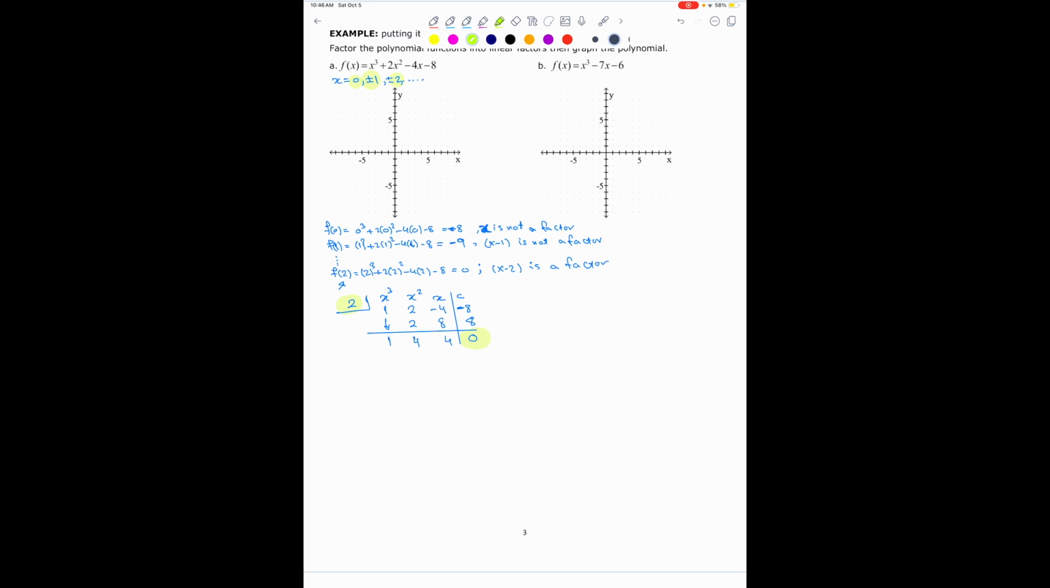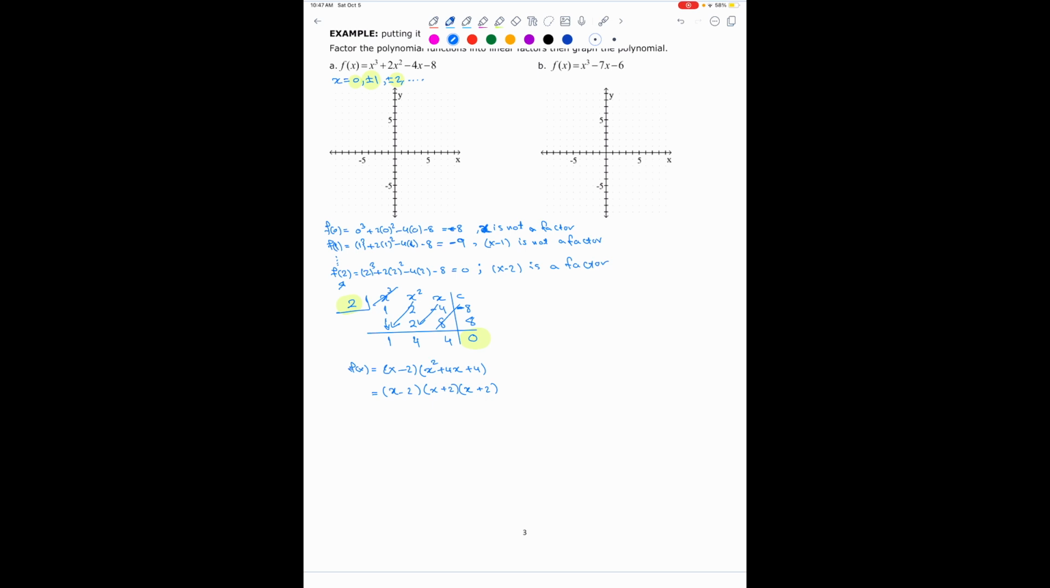Now we're going to go to the next step, which is rewriting the polynomial. So f of x equals the divisor, x minus 2, times the quotient. So we're going to scratch the first one, and then we're going to connect like that. So the quotient is x squared plus 4x plus 4. Now we will factor the quadratic. So we will have x and x. We need two numbers. Their product is 4. Their sum is 4. That is positive 2 and positive 2.